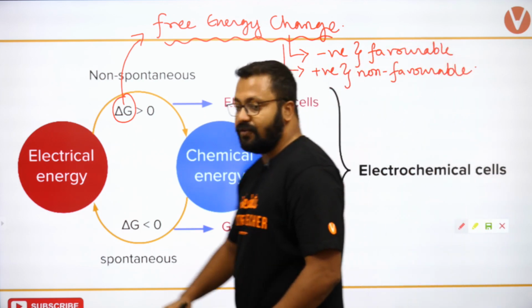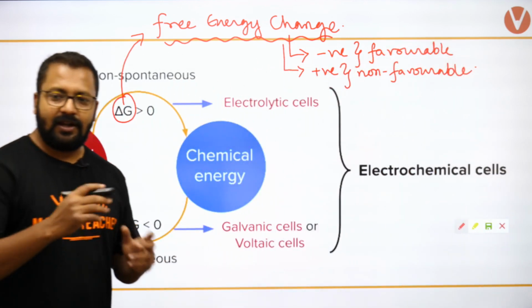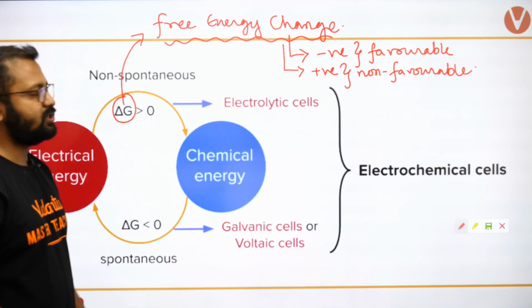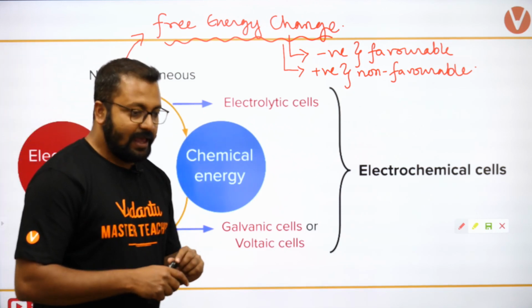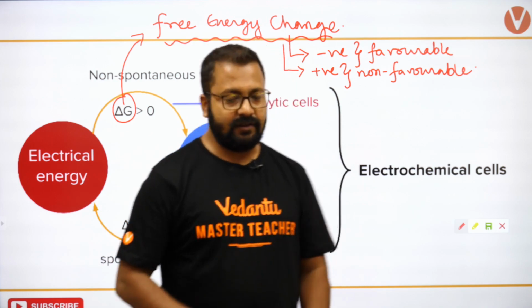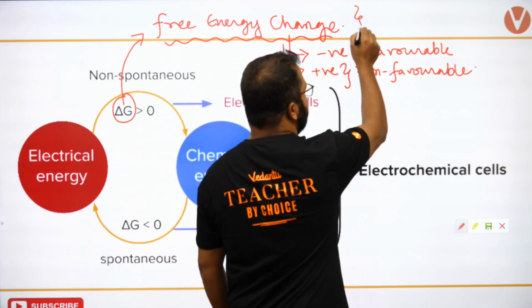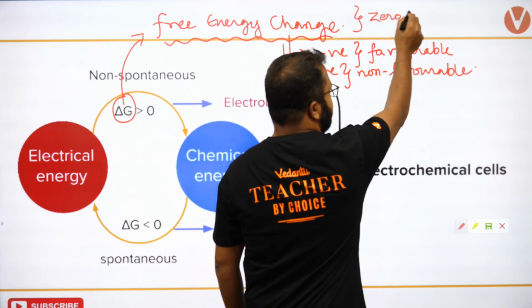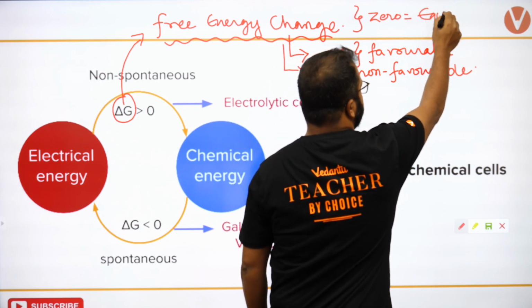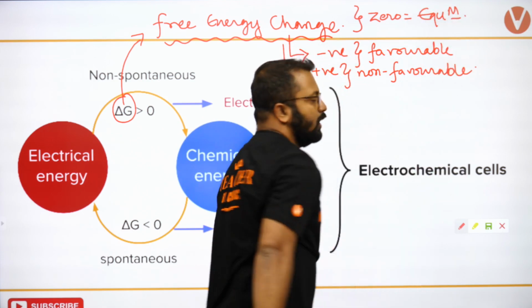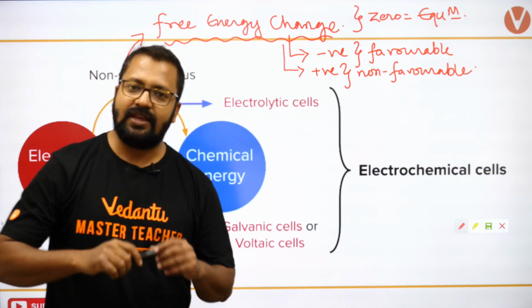It is non-favorable. So free energy change के दो results आ सकते हैं, if it is positive or it is negative. एक third result भी आता है which is zero. If it is zero, that means equilibrium.